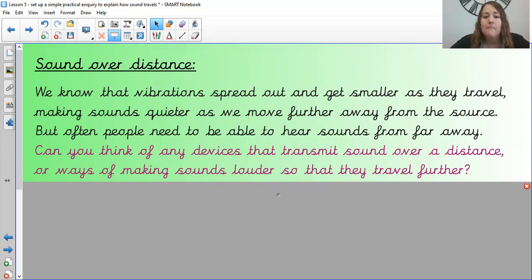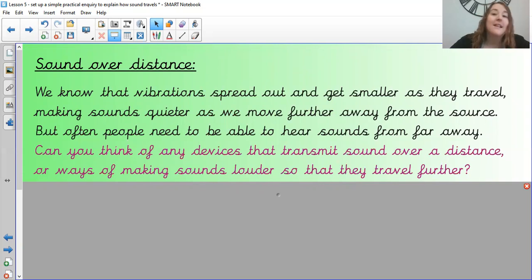But often people need to be able to hear sounds from far away. Can you think of any devices that transmit sound over distance, or ways of making sounds louder so they can travel further? Think about needing to have to say something to someone if you are in the classroom and your friend is out on the other side of the astro. Think about that kind of distance and how would you make sure that they could hear you? What could you do? Again, pause the video here if you need to before I reveal some of the answers that are hidden at the moment.